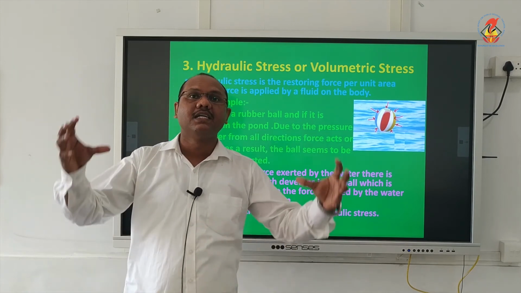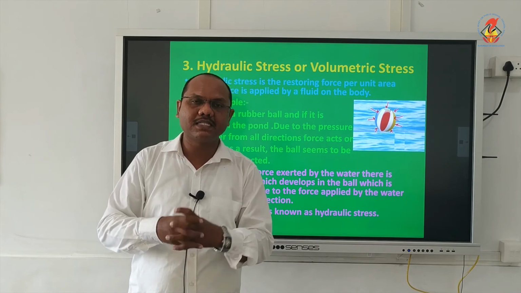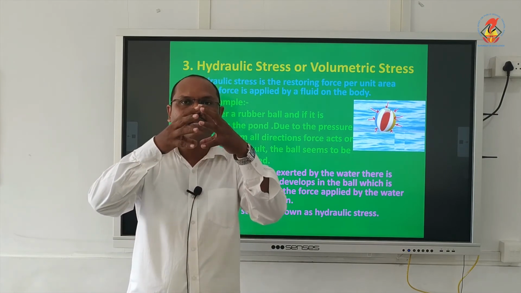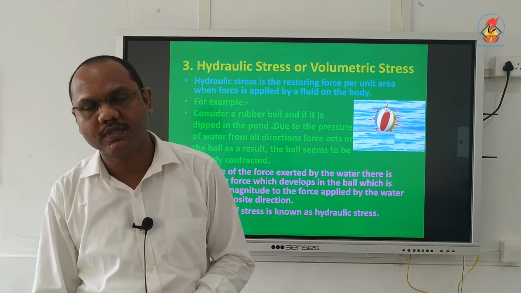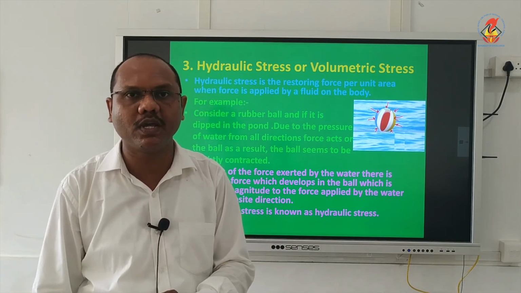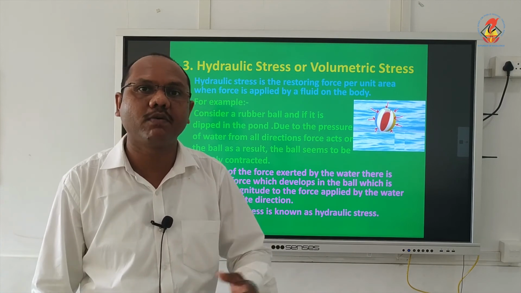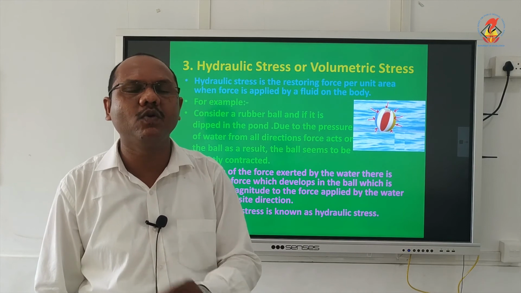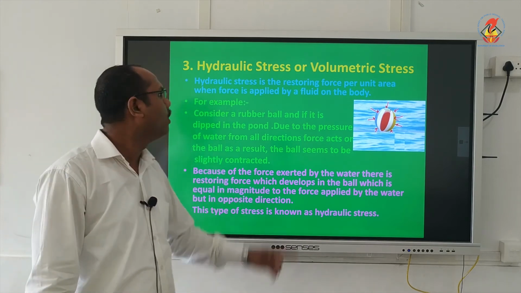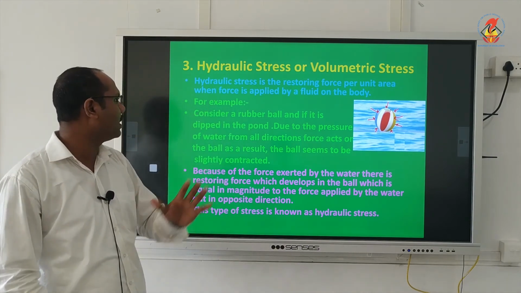As a result, the volume of the ball will decrease. The ball will be squeezed, so its volume will decrease, but the shape remains unchanged. There is no change in the shape of the body, but there is change in the volume of the body. Then the normal force applied per unit area is called volumetric stress or hydraulic stress.